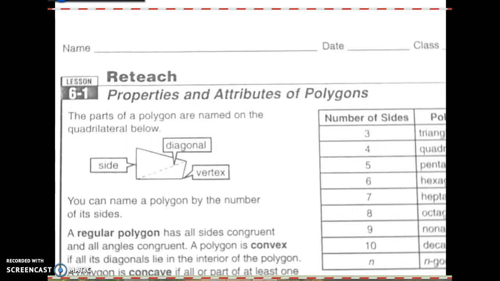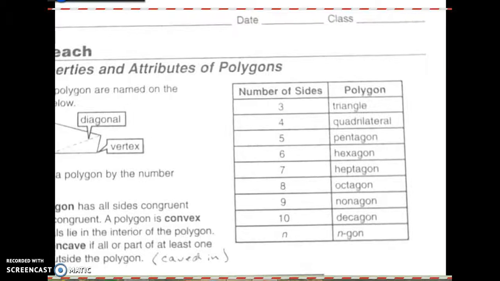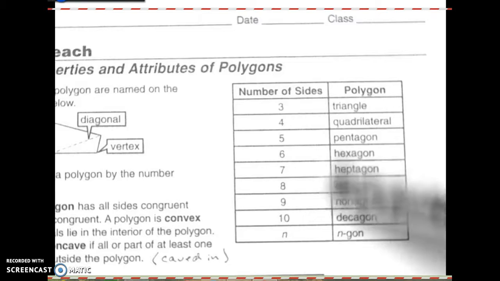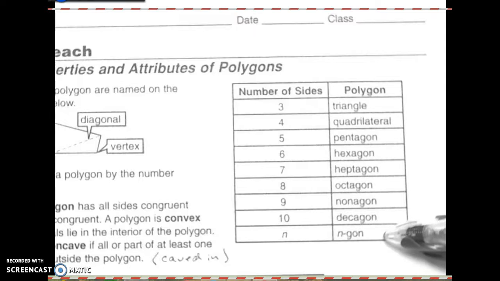So we can name the polygons by the number of the sides. The chart that's on this reteach is very helpful to us so that we know different names for polygons: triangles with 3 sides, quadrilaterals with 4 sides, pentagons, hexagons, heptagons, octagons, nonagons, and decagons are the ones we usually use for those sides 3 through 10. And if it's got more than 10 sides, we just call it an n-gon. So if it had 15 sides, I would call it a 15-gon.